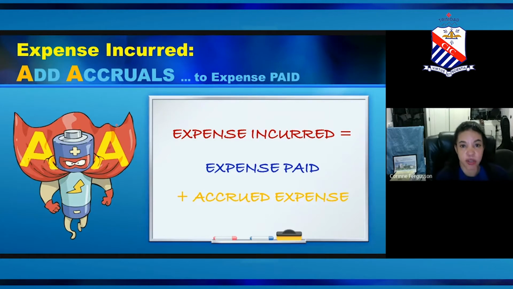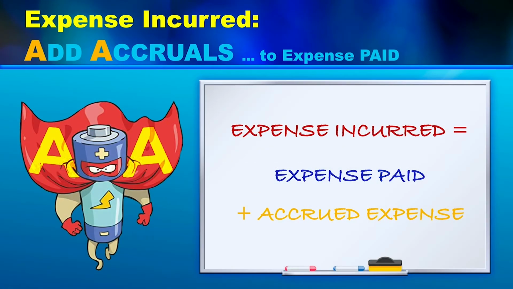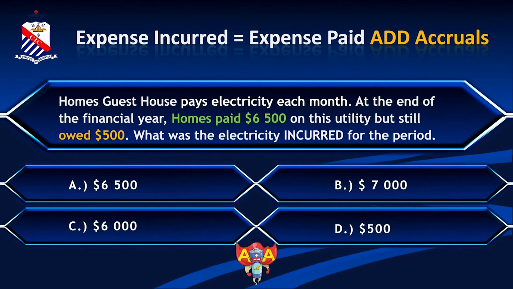So whatever the accrued amount, if they give you an accrual and they give you the amount that is paid, to find the amount that goes into the income statement, which is your expense incurred, you would take the expense paid and you would add accruals. We're going to see if you understand that.